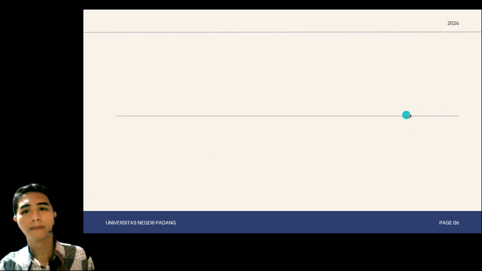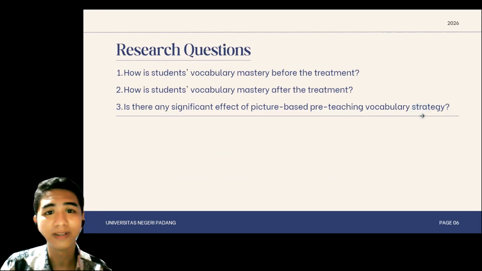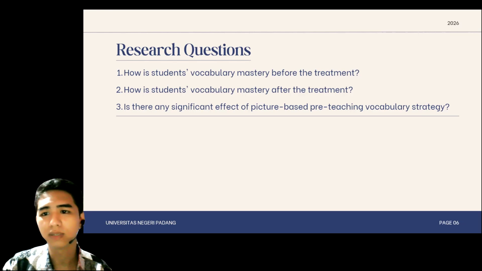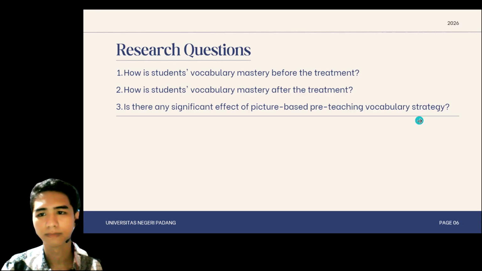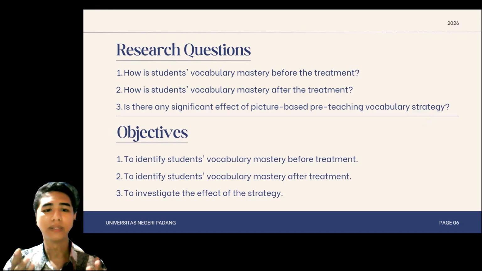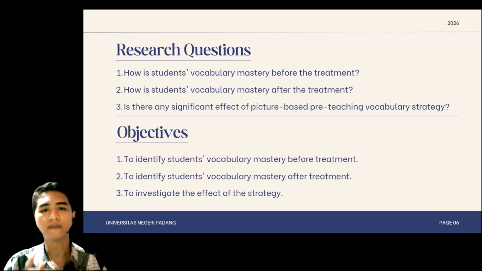Then I have research questions. I have three. First, how is students' vocabulary mastery before the treatment? How is the students' vocabulary mastery after the treatment? And is there any significant effect of picture-based teaching vocabulary strategies? I have objectives. First is to identify students' vocabulary mastery before the treatment, then to identify students' vocabulary mastery after treatment, and to investigate the effect of the strategy, of course.